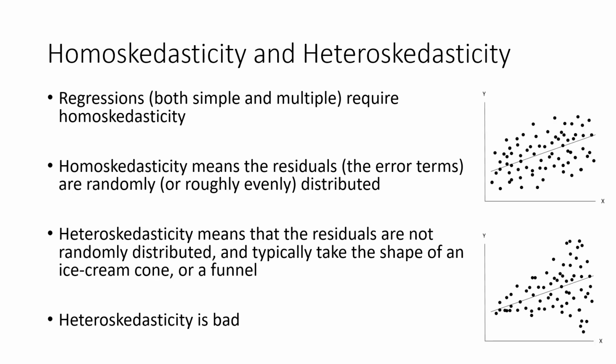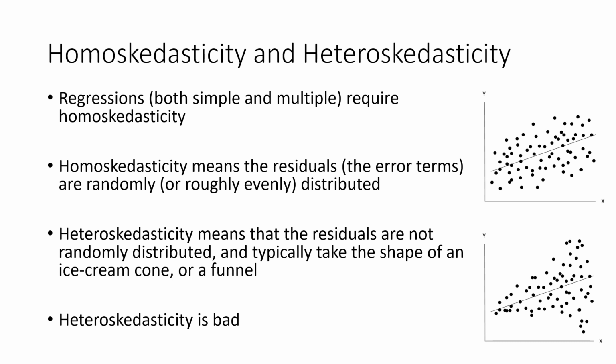Now, when you're carrying out a regression analysis, whether it's a simple regression analysis or a multiple regression analysis, you should also check or keep an eye on the concept of homoskedasticity or heteroskedasticity, depending on how you look at it. This is one of the assumptions of regression analysis, to have homoskedasticity characterize the relationship. So what does this mean?